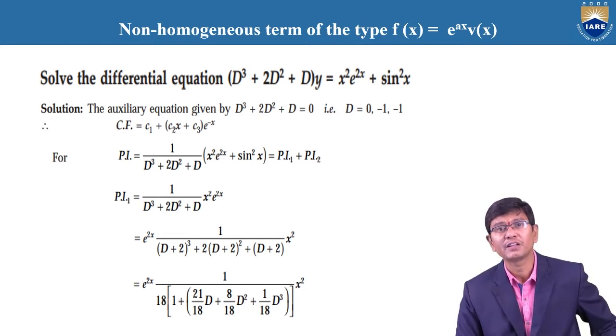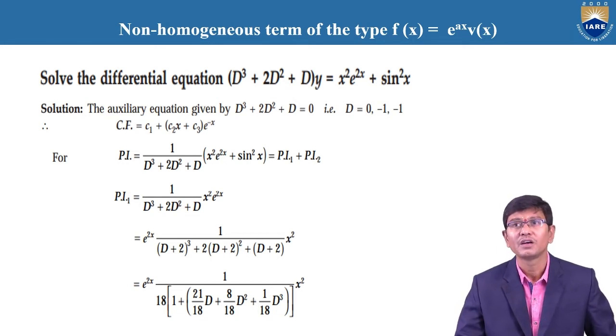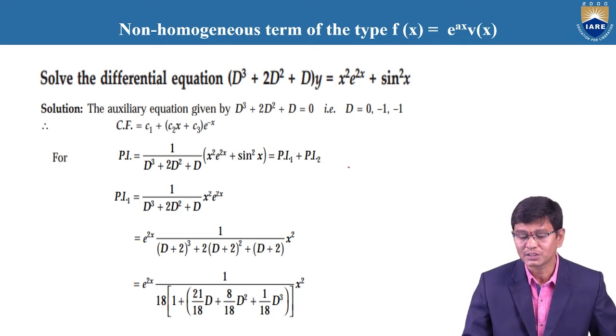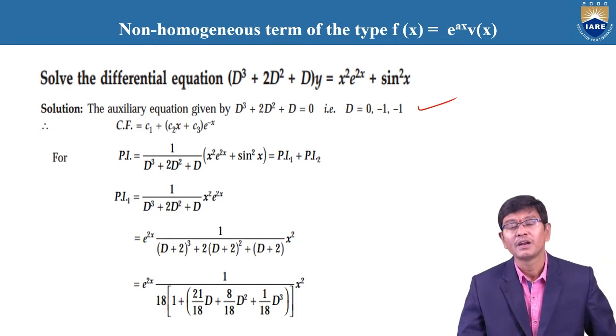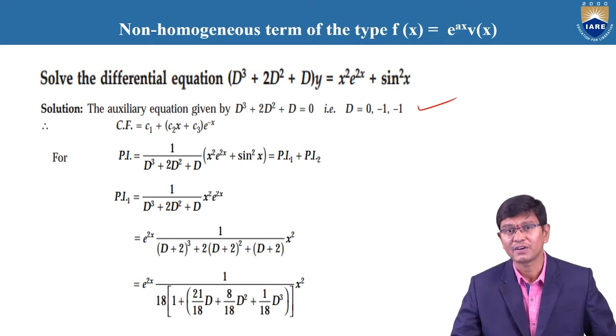Now we need to solve the differential equation, that is d cube plus 2d square plus d is equal to 0. Therefore, the differential equation is of third order. By using the synthetic division or factorization method, the roots are d is equal to 0, minus 1, minus 1. Here two roots are repeated, and one root is different.